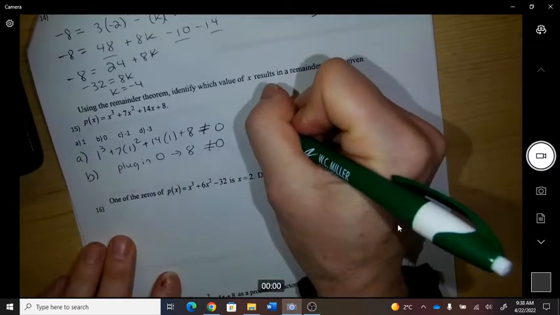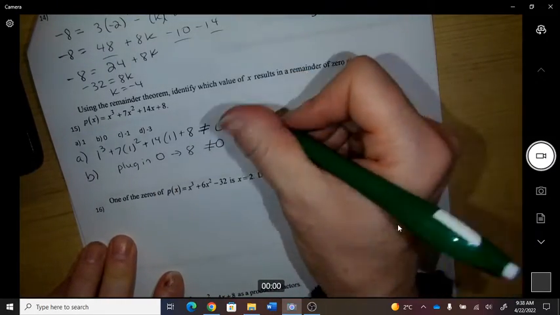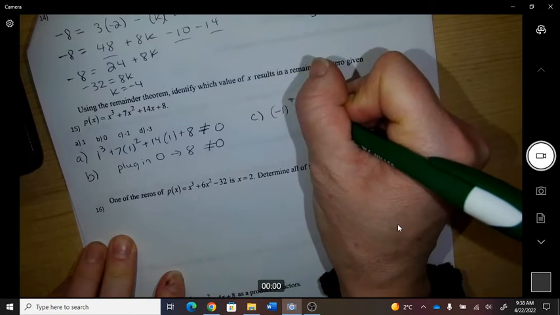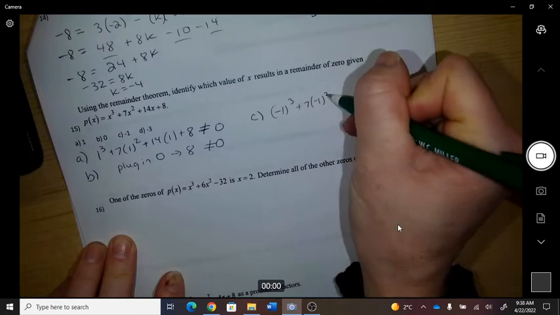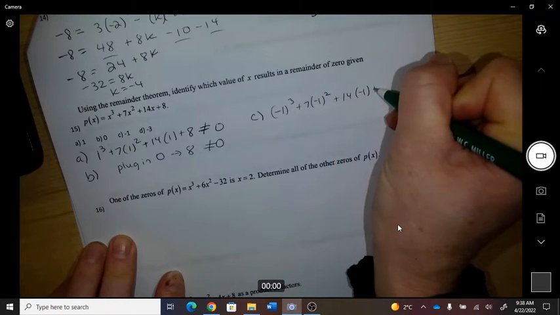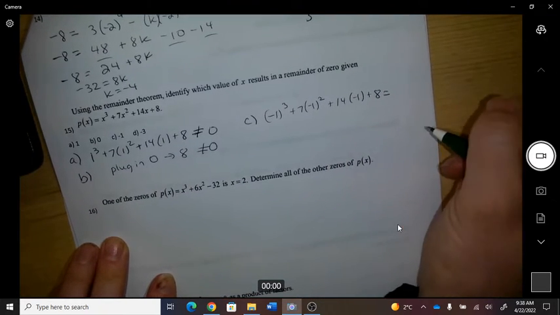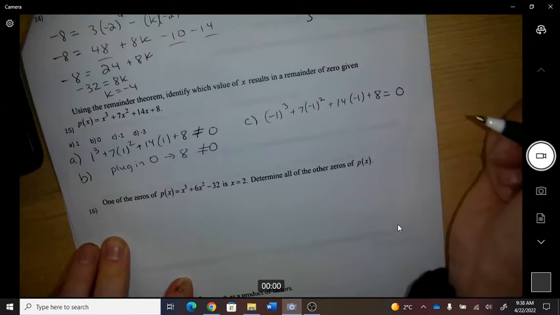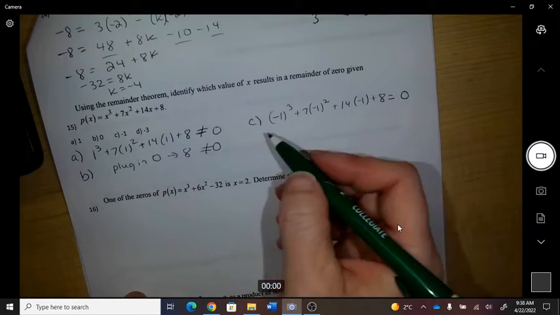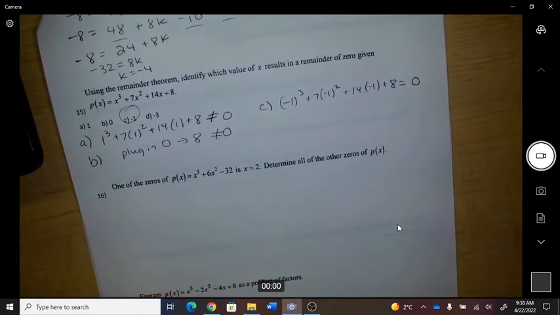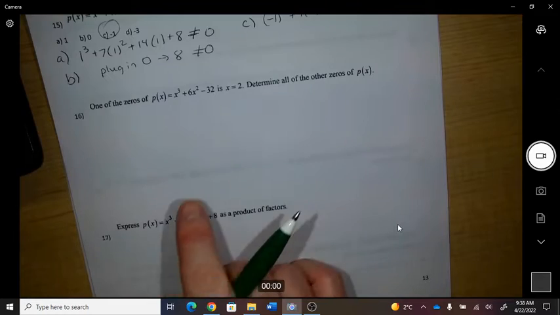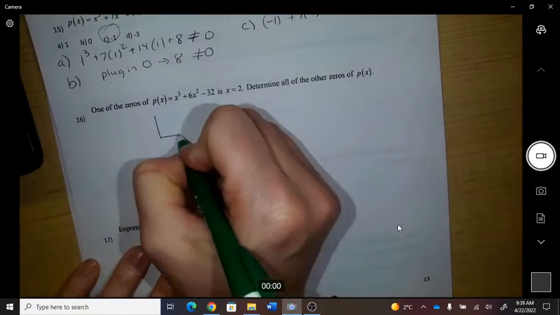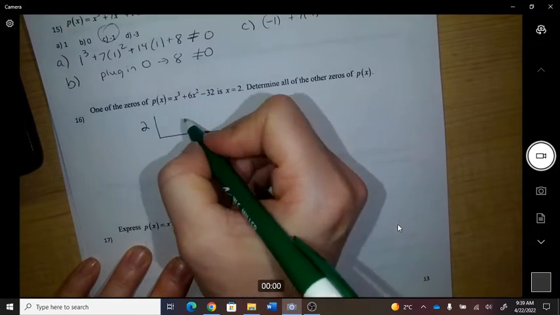So nope. C, if I plug in a negative 1, all you're caring about is if it equals 0 or not, and this one on the calculator does. One of the zeros is x equals 2. Determine all the other zeros. So 2 is a 0.